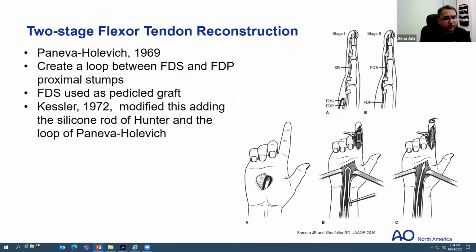So this is another picture showing how it's done, looking at it from an anterior view. And Kessler modified this by adding the silicone rod here to create the path, the synovial pseudosheath, for the eventual FDS tendon.